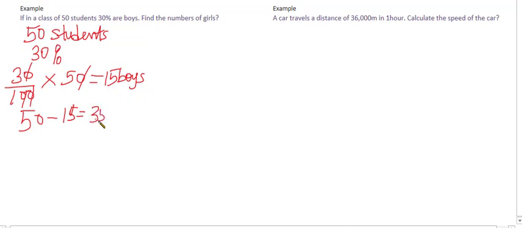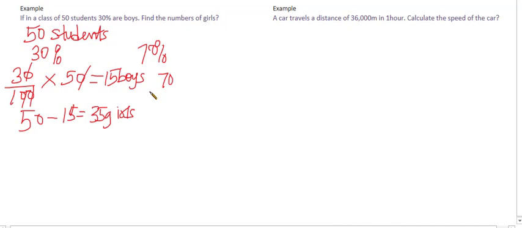which will give me 35 girls. If this was a percentage tutorial video, I would have explained more on percentages, but right now we can see that the total percentage is 100%. From here, since we know that 30% represents boys, the remaining percentage left would be for girls, which is 70%. So if we do 70% of the total number of students in the classroom, that would give us the number of girls.